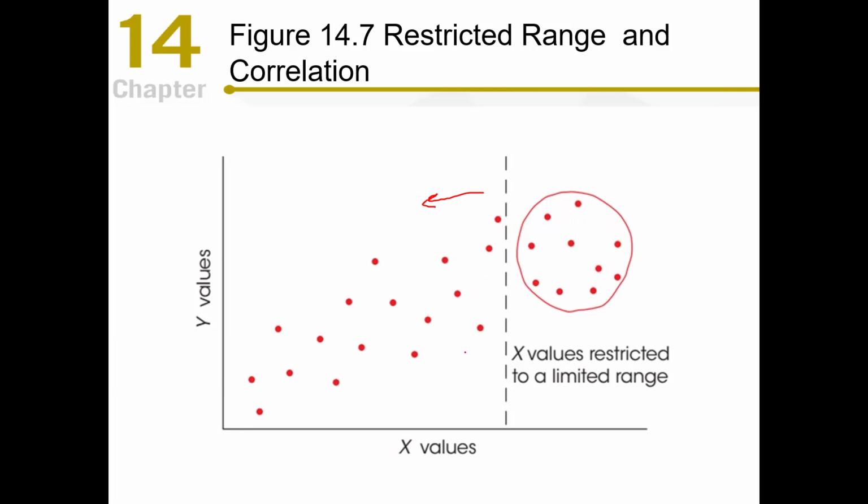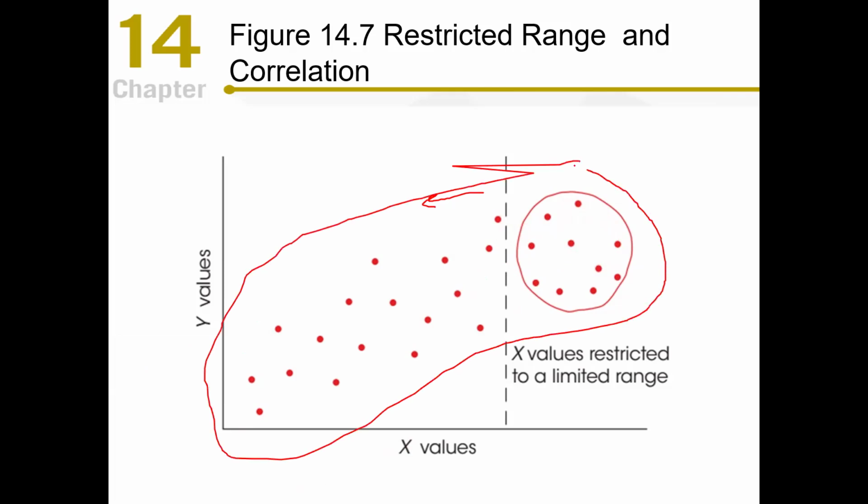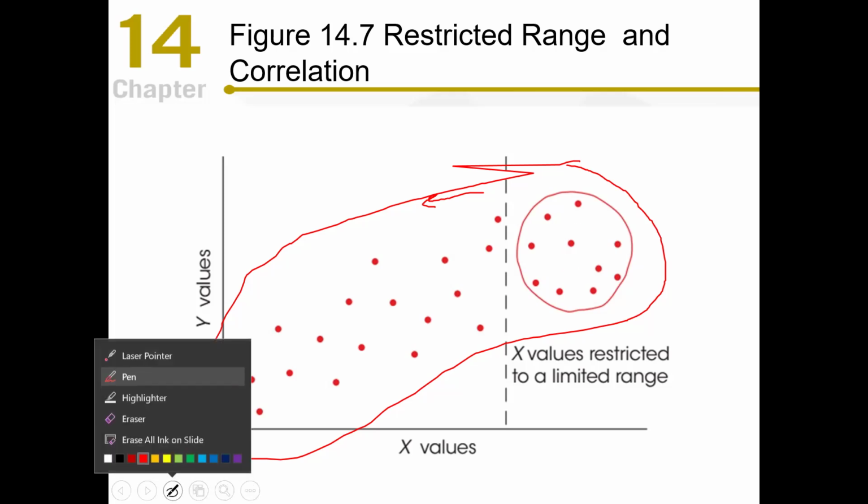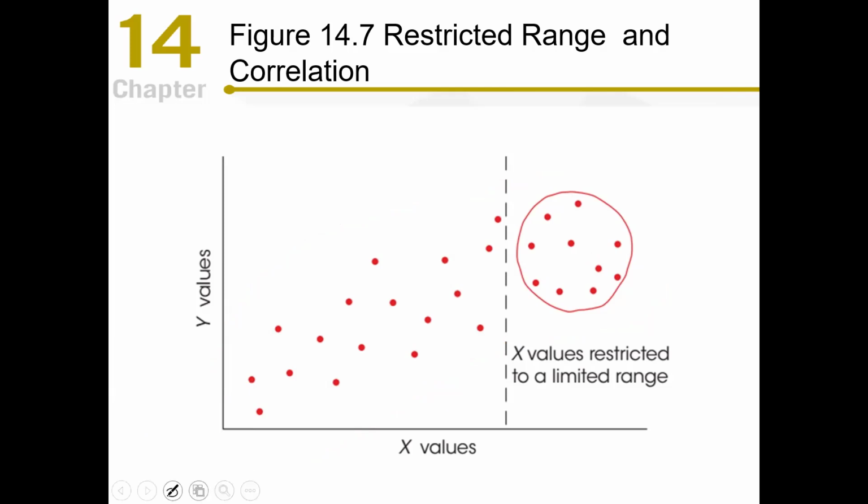So say, for instance, this is my population right here. All of this is my population, okay? And then I just take this little sample out here. I restrict it to this limited range over here. And now my sample becomes very, very small. I mean, there's no pattern whatsoever. So the correlation will be very, very low in this particular instance. Just showing you a few things that can go wrong when you restrict the range of a correlation.